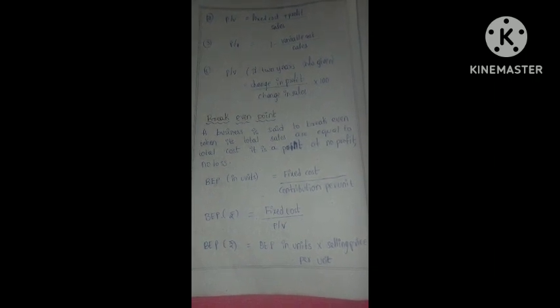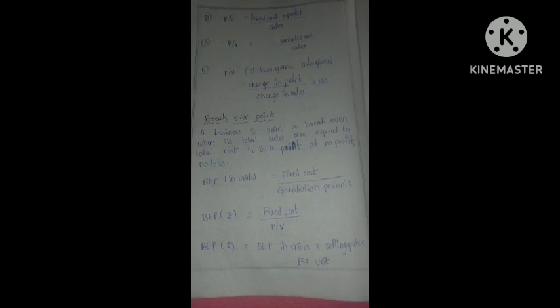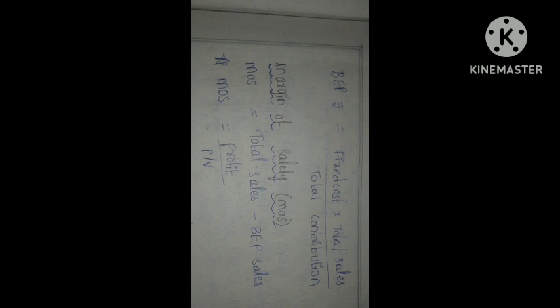Formulas for break-even point. BEP in units is equal to fixed cost by contribution per unit. BEP in rupees is equal to fixed cost by PV ratio. BEP in rupees is equal to BEP in units into selling price per unit. BEP in rupees is equal to fixed cost into total sales by total contribution. Guys, there are 4 formulas for break-even point also. Mainly I use the first one and the second one.